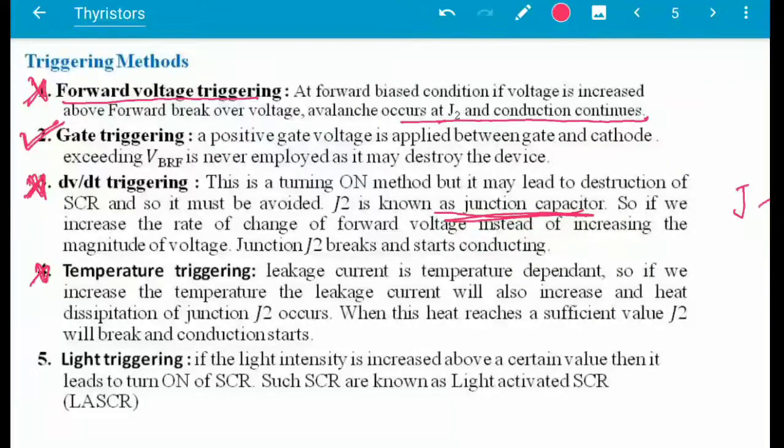The last one is light triggering. If light intensity increases, then the availability of charged particles or charge carriers increases at the junction. So it leads to turning on the thyristor or SCR. This is also known as light activated SCR or LASCR.